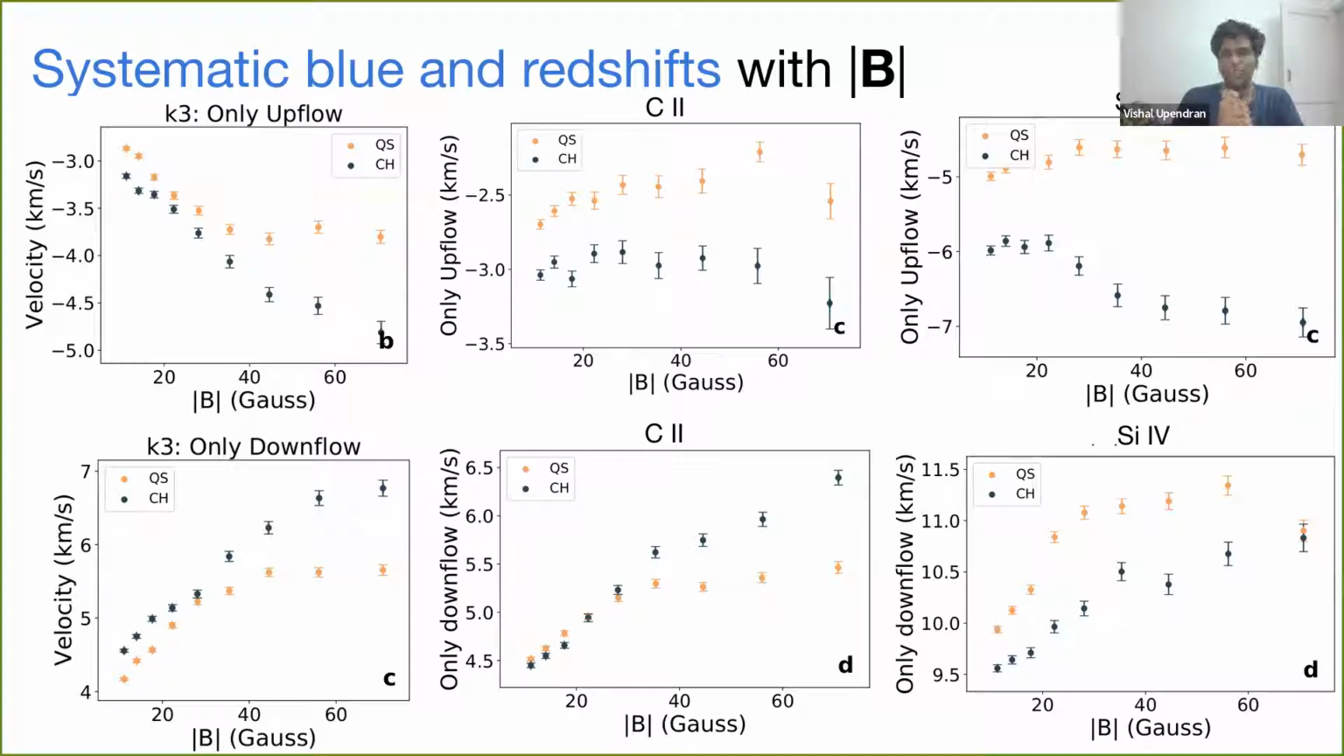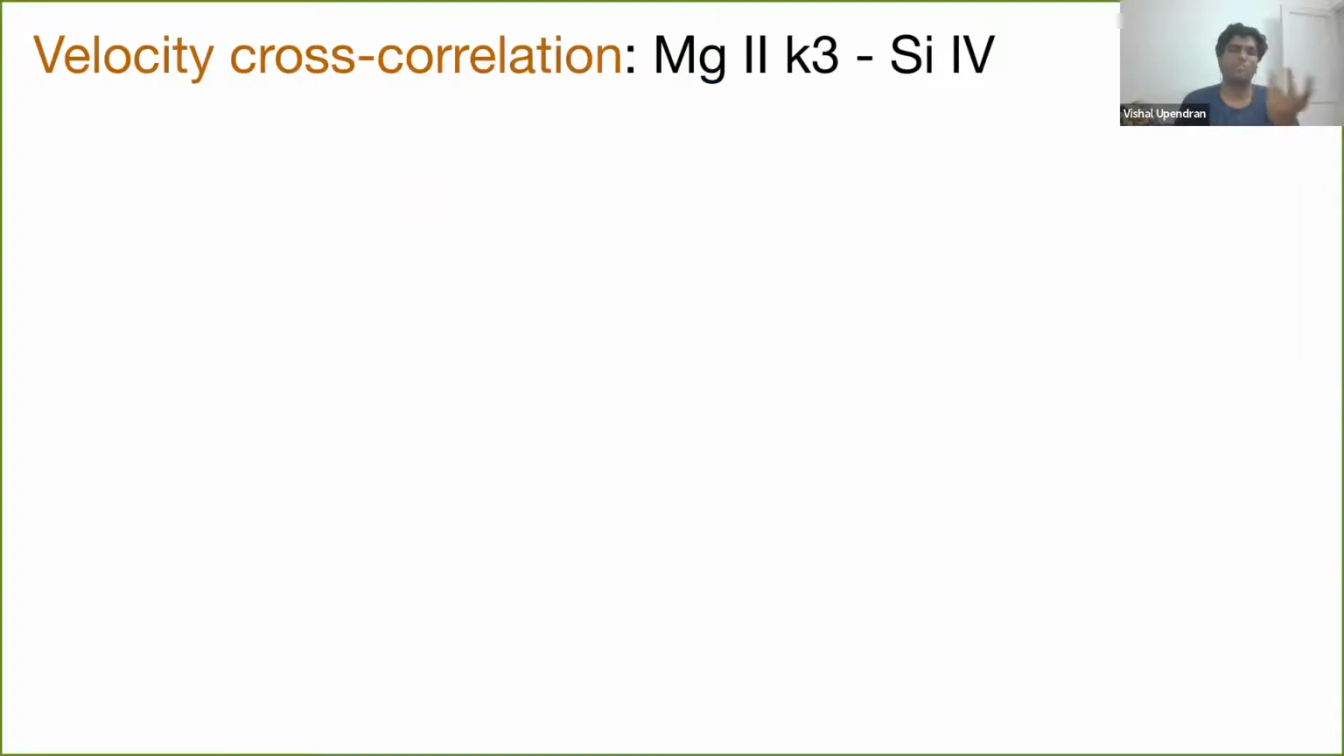So what we next do is we look at the cross correlation between these different lines. We look at the flows in the chromosphere and the flows in the transition region, that is in silicon 4, and look at how the flows in silicon 4 are related to the flows in the chromosphere. So what we basically do is perform a cross correlation. If you can see my video, we have a bunch of pixels which show upflows in both silicon 4 and magnesium K3, and we look at what the velocities are like, and so on and so forth.